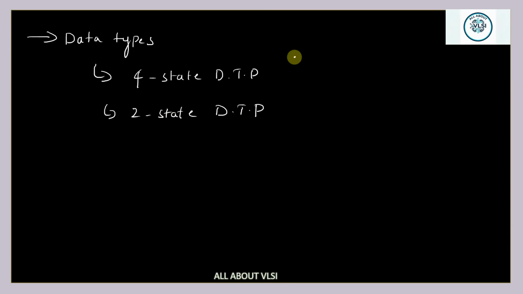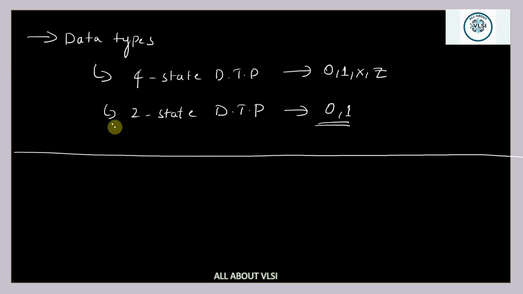Now, what do you mean by four-state data type? Four-state data type is nothing but 0, 1, x, and z. So a variable can take all these four values: 0, 1, x, and z. In the case of a two-state data type, the variable can have only two values, which is 0 and 1. This is the difference between four-state and two-state data types. Let us start our discussion about the four-state data types in SystemVerilog.